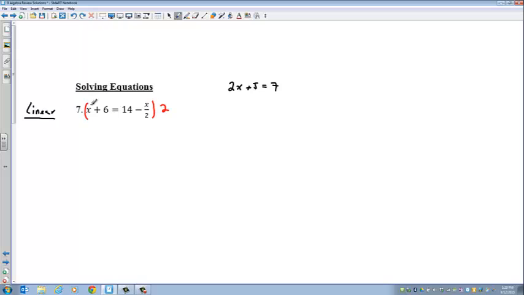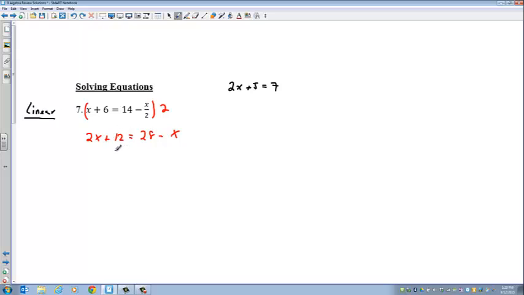So we'll multiply the x by 2, the 6 by 2, the 14 by 2, and the x over 2 by 2. And what will happen then is you get 2x here plus 12 is equal to 28 minus, and now here's where the problem goes away. When you multiply x over 2 by 2, it becomes an x. And so this equation is a lot easier to solve because it doesn't involve fractions. Right? That's what made this one a bit difficult. So you undo or get rid of the issue, and then typically you'll be able to solve it.